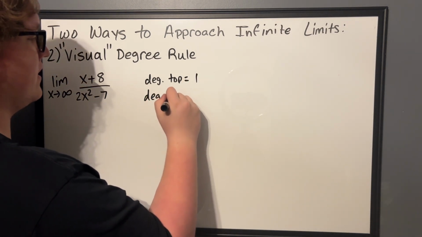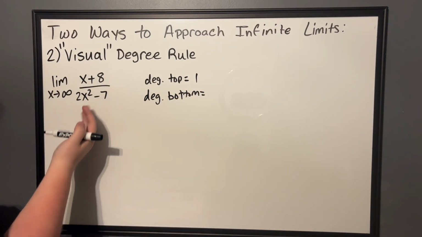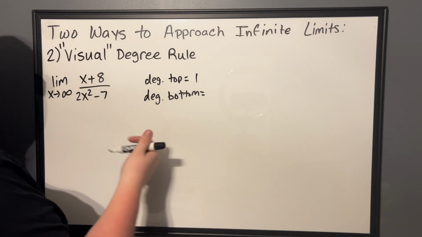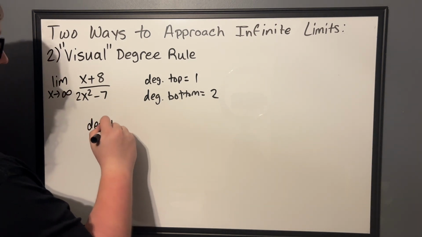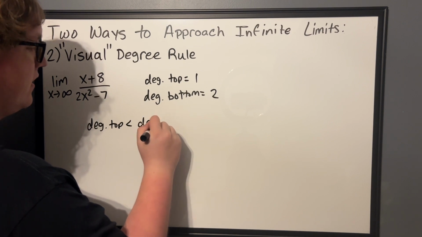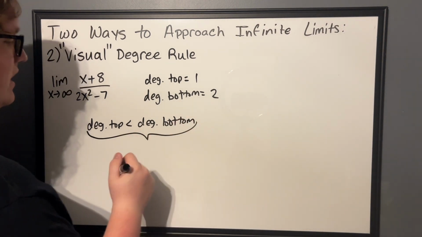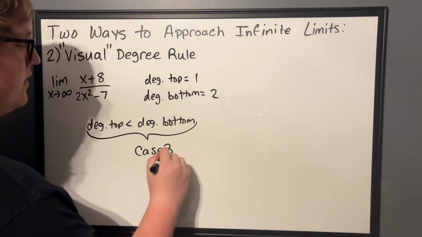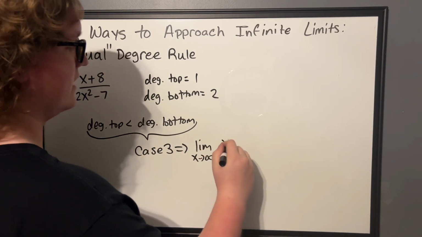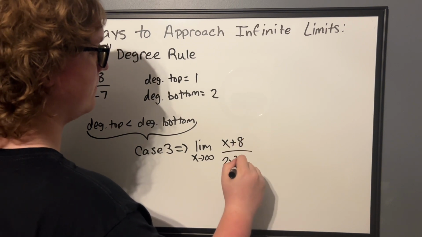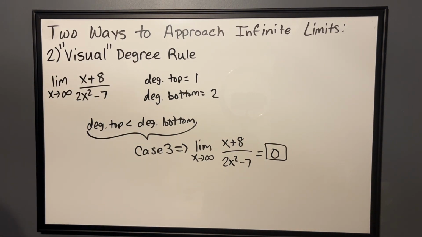And in the same way, the degree of the bottom is, well, we have 2x squared minus 7, so the highest is x squared, so the degree of the bottom is equal to 2. So here's what we know. We know that the degree of the top is less than the degree of the bottom, right? And because we know this, if we go back to what I just showed you, this was case 3, which means that the limit as x goes to infinity of (x + 8) over (2x squared minus 7) will go to 0.